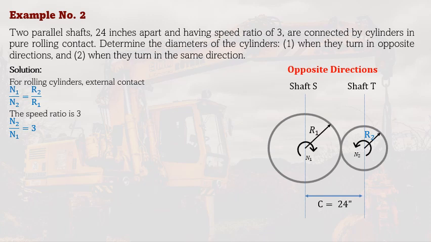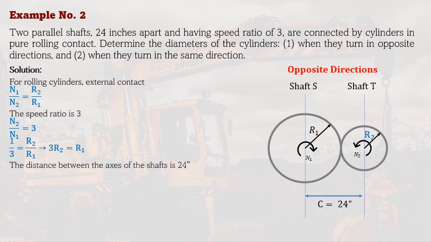Again, since r2 is smaller in diameter, then its speed would be larger than the speed of r1. So therefore, our speed ratio is n2 over n1 is equals to 3. And if we're going to substitute that in the relationship that we have in terms of the angular speed and the radius, then we can have the inverse of that, n1 over n2, which is equals to r2 over r1. If you're going to rearrange that, then we can get r1 is equals to 3 r2, or the radius of 1 is equals to 3 times the radius of 2.